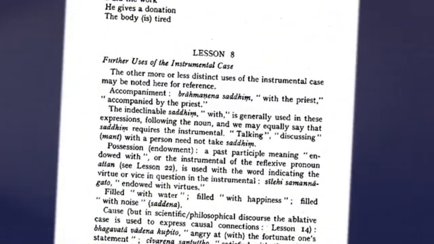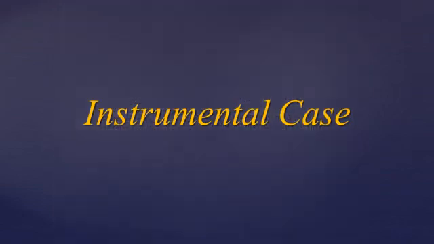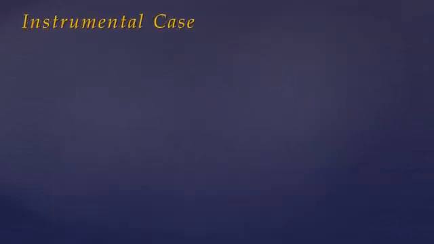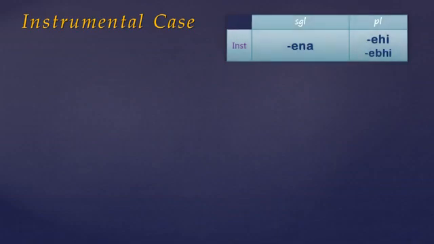So, Warder begins Lesson 8 with a detailed look at the uses of the instrumental case. He is quite thorough, so I'm only going to summarise here. If you remember from last week's tutorial, masculine and neuter noun stems in a take the "-ena" and the "-ehi" endings to mark instrumental nouns, and we find it's quite close to the usage of English prepositions by and with, in that it's used to denote the means, instrument or agent by which an action is performed.